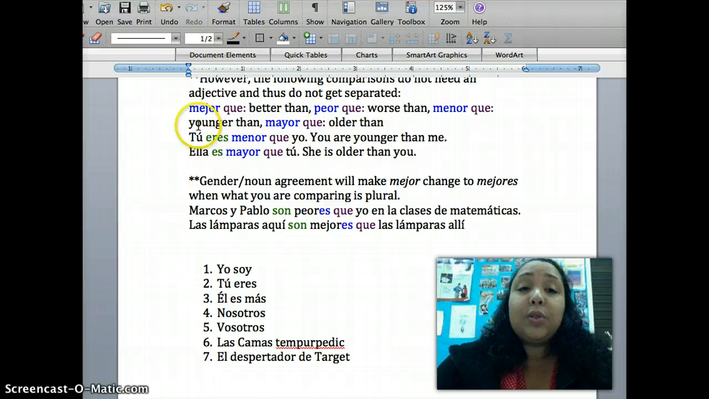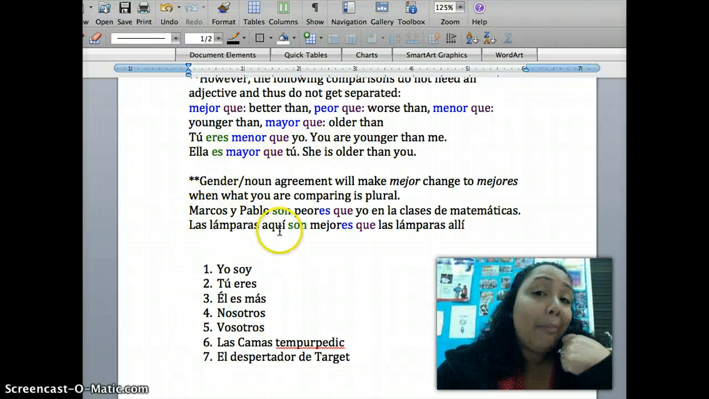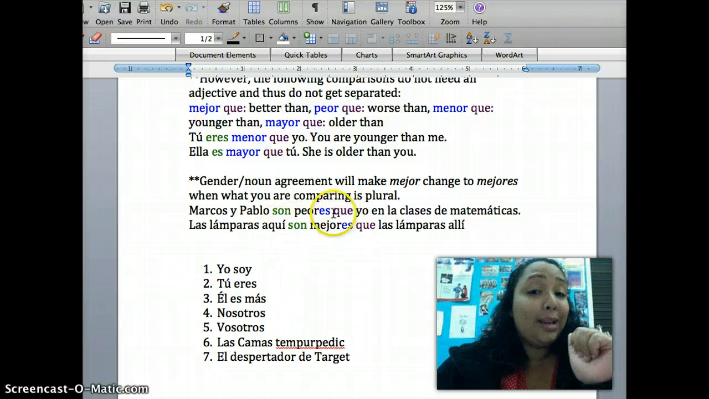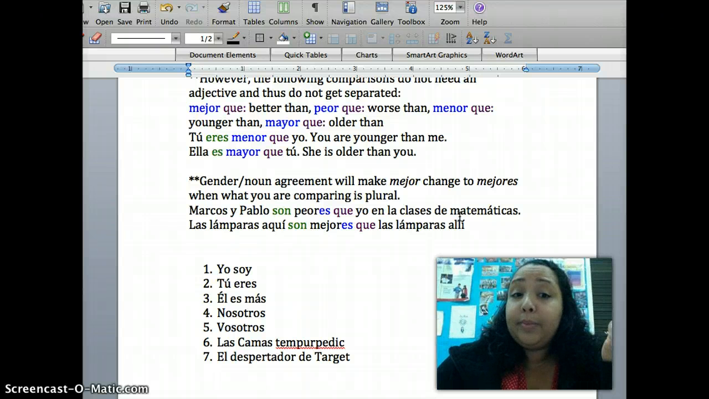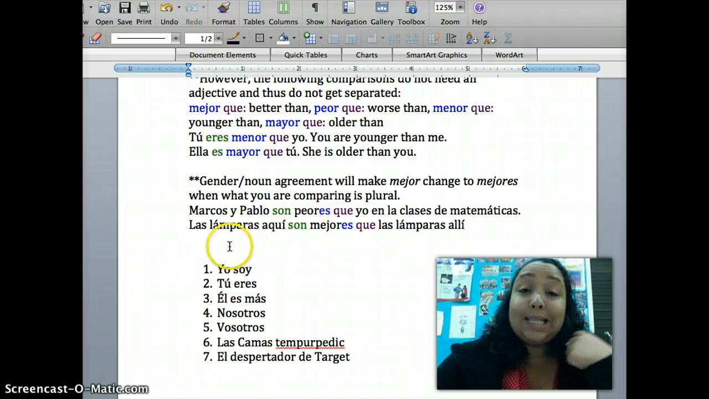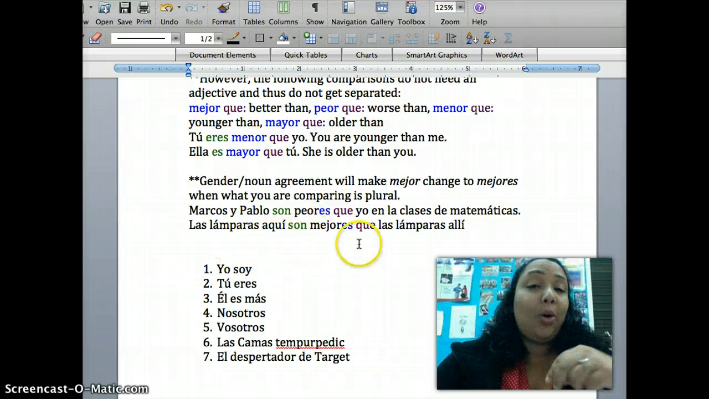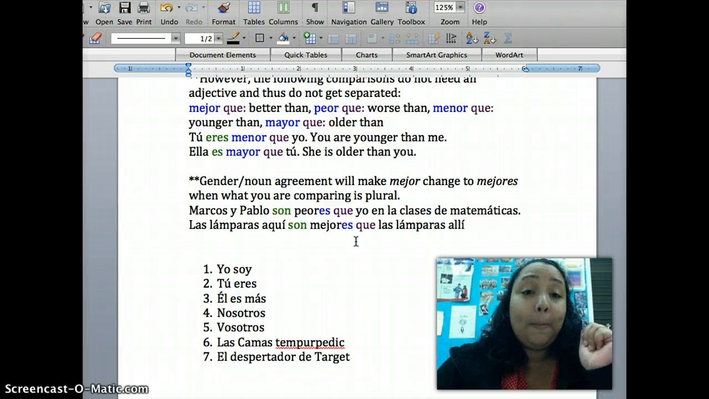So over here we have tú eres menor que yo. I'm one person, okay? Or you are, excuse me. Ella es mayor que tú. She's one person. Over here, Marcos y Pablo son peores que yo en la clase de matemáticas. Now we're talking about two different people, so peores has to be plural. Las lámparas aquí son mejores que las lámparas allí. The lamps that are here are better than the lamps over there. And we see that I added es to mejor because it's plural.